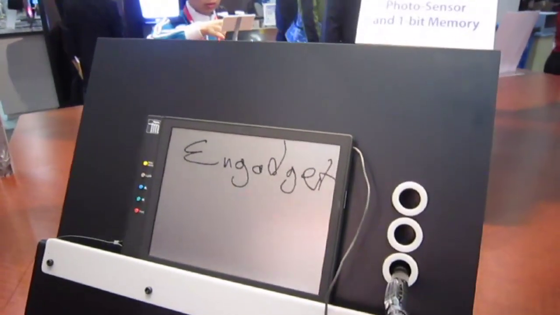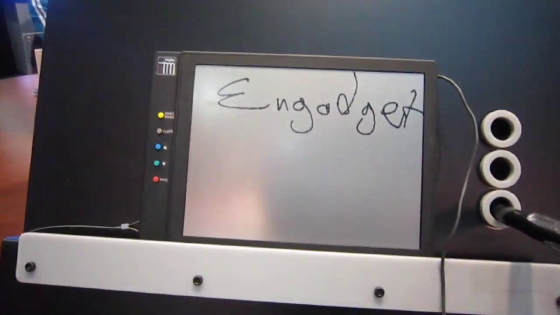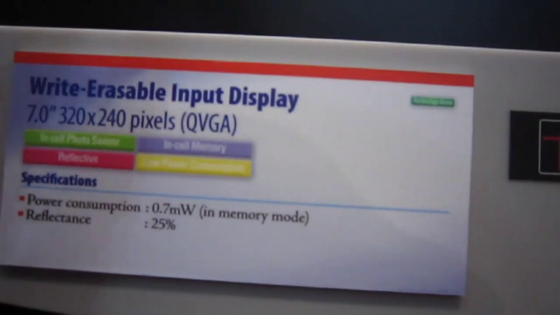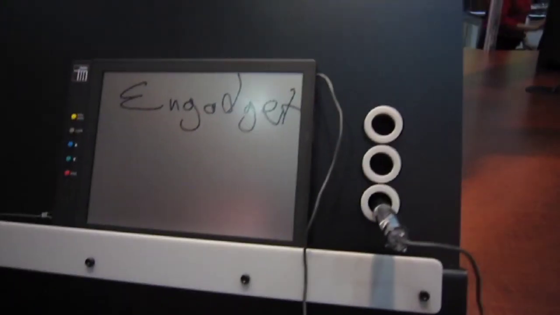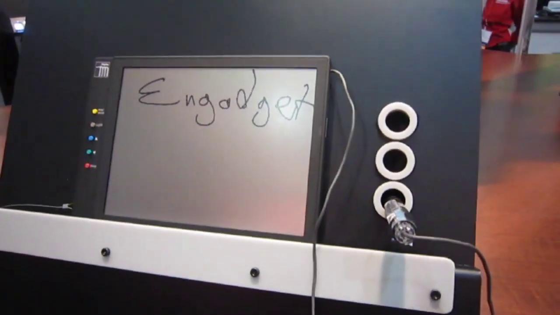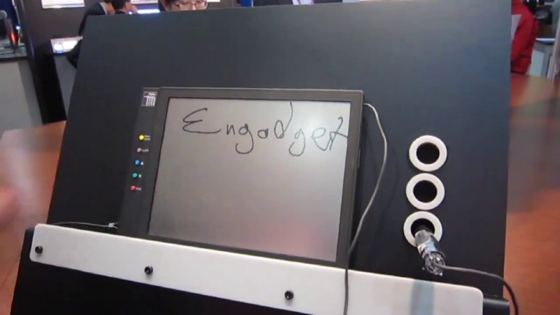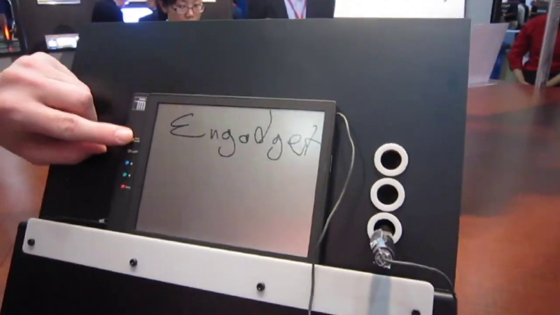Sensors are in the cells. This one is a little lower in resolution. It's only 320 by 240, so this is not really dense. It's a monochrome display. But as you just wrote in Engadget, you did that with a light pen. And you could hit the erase mark and try to erase some of it too.